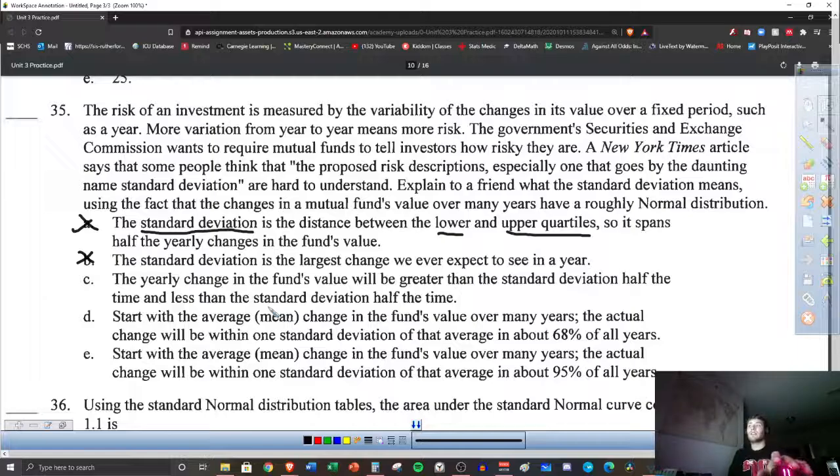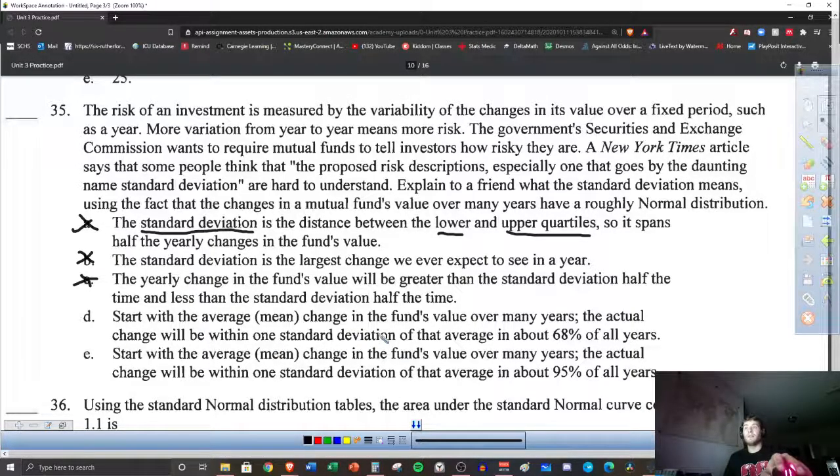We never guarantee that, okay? Average doesn't mean that it's half the time it should be above, half the time it should be below. In this case, it varies so much, we're not really sure, okay? Not really sure.